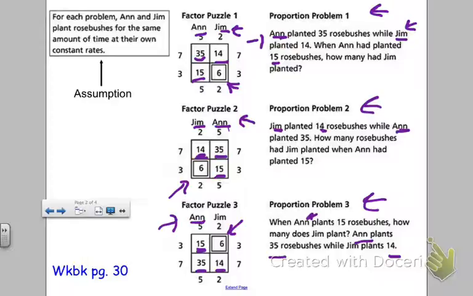The point is, there are multiple ways that you can set up your factor puzzle. It does not have to be set up the exact same way every time. What you need to make sure that you do is to make sure that you use labels. Labels are going to help to make sure that you do have numbers going in the right spot. You wouldn't want this 35 here to be underneath Jim. You want to make sure it goes underneath Anne. That's the point of the labels.